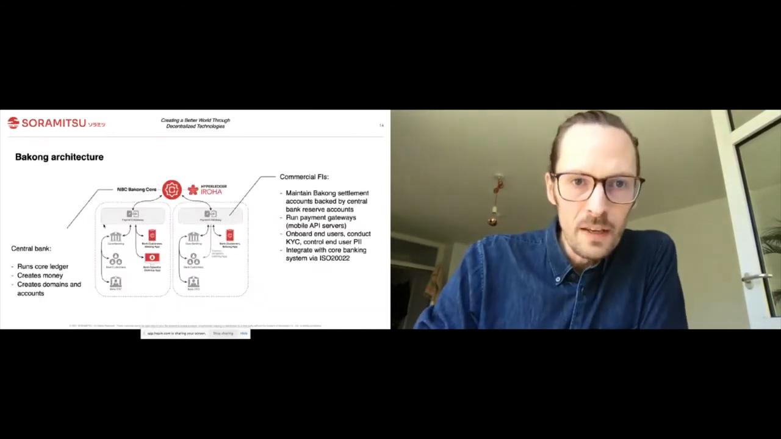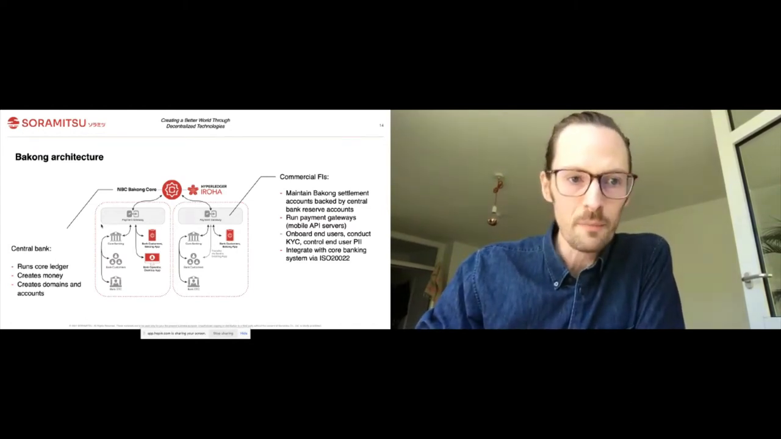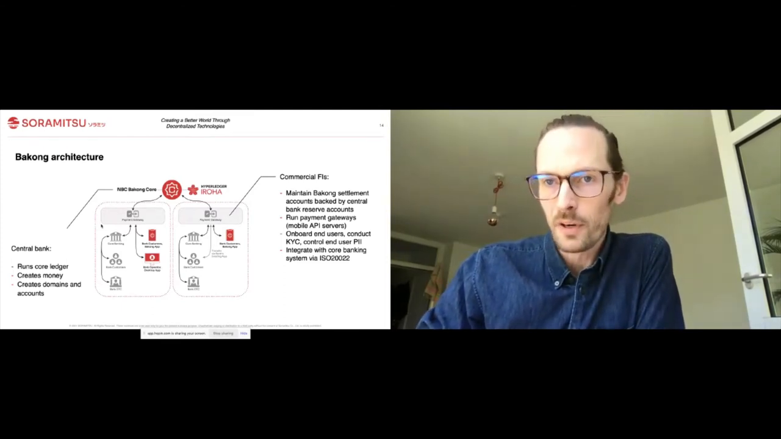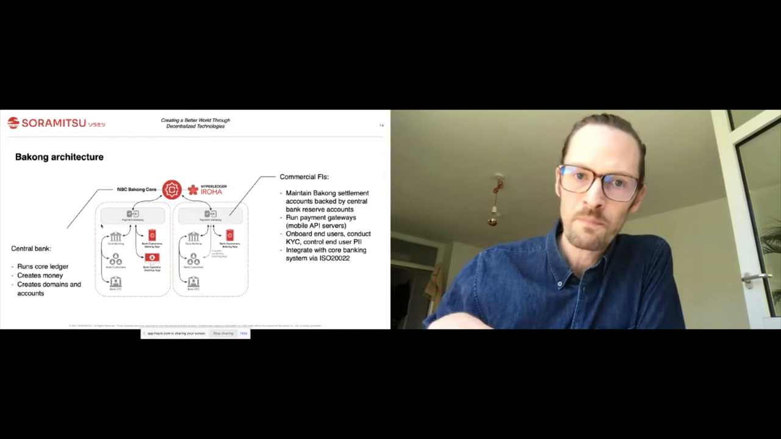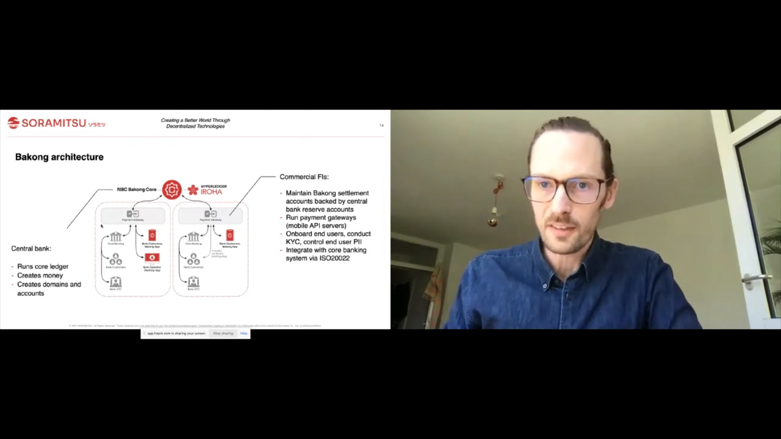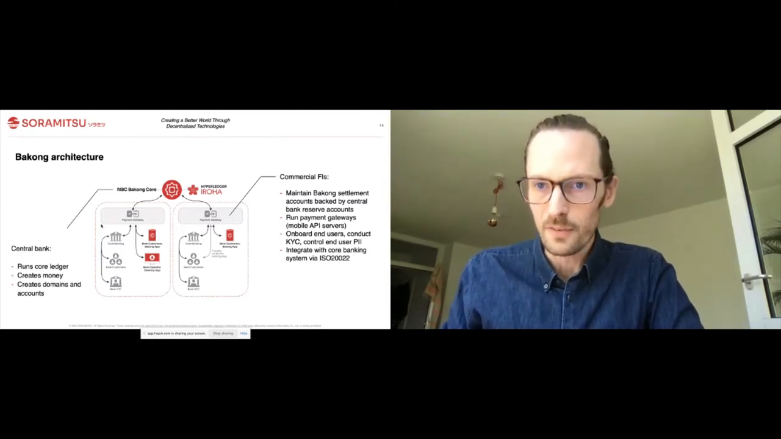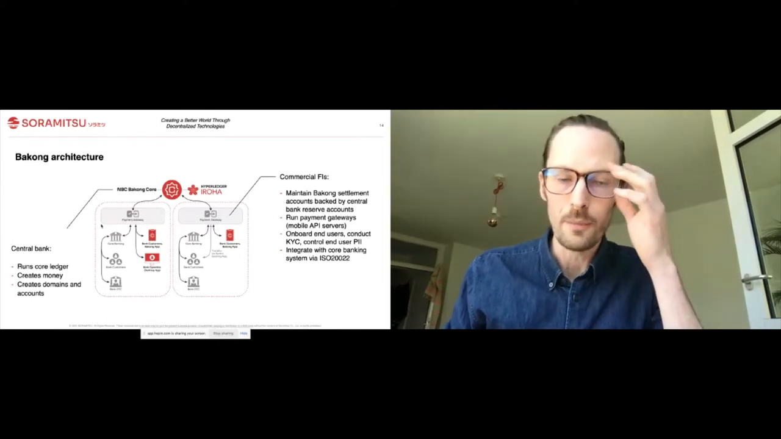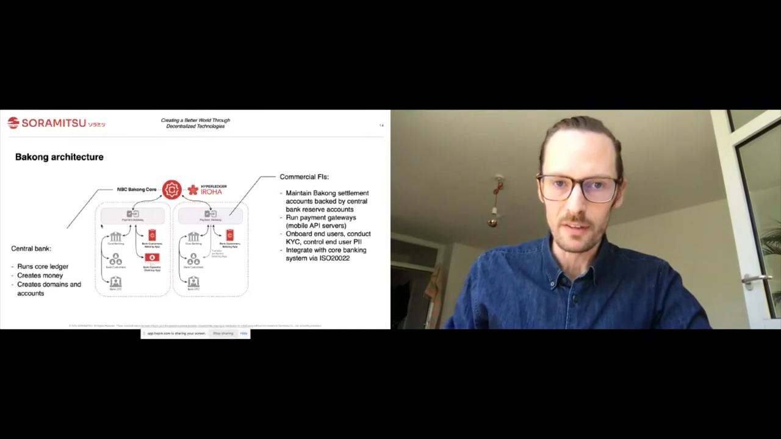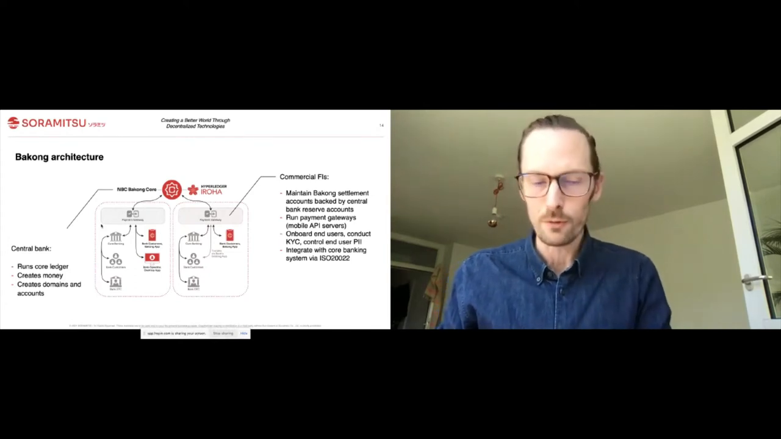So the Bakong architecture: the burden is shared between the central bank and commercial financial institutions. The central bank runs the core ledger. It's responsible for creating money, and it's responsible for creating domains and accounts. Whereas commercial financial institutions maintain Bakong settlement accounts that are backed by their central bank reserve accounts. They also run payment gateways, which are mobile API servers, and they're responsible for onboarding end users, conducting KYC, controlling end user personal identifiable information, and integrating with the core banking system via ISO 20022. And I don't really have time, unfortunately, to go into the technical details of the architecture, but a lot of this is available in our white papers and other literature, which I would be happy to send you a link to.